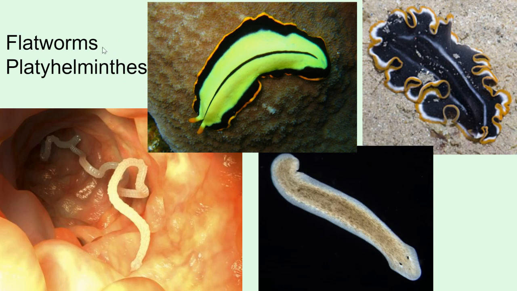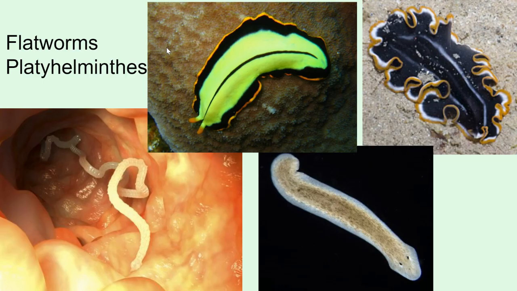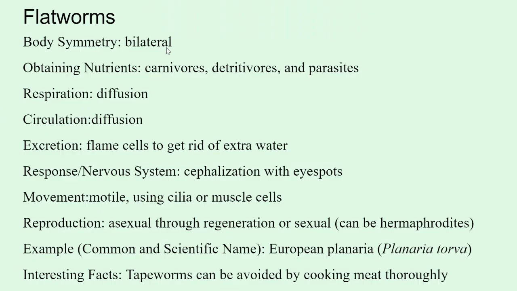Another name for flatworms is Platyhelminthes. So if you see Platyhelminthes, that means flatworms. These flatworms are the first organisms to have bilateral symmetry rather than radial. That means you could split them in two, and you can kind of see that there in the pictures.